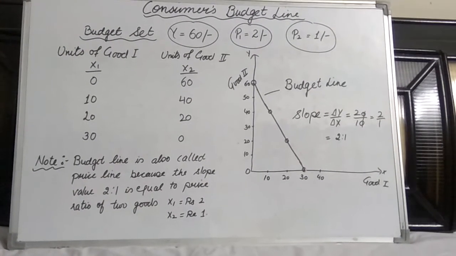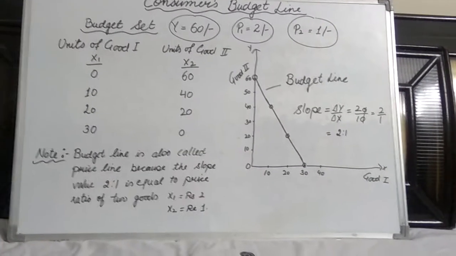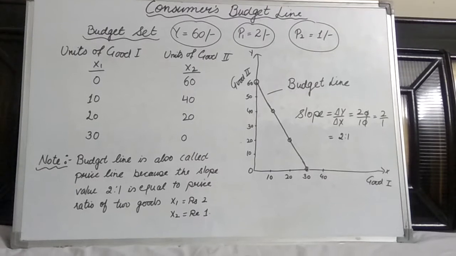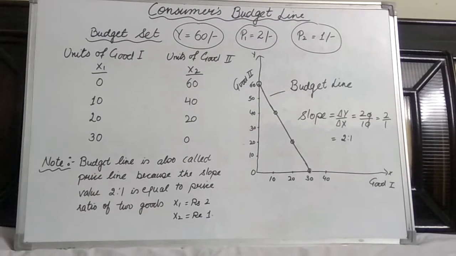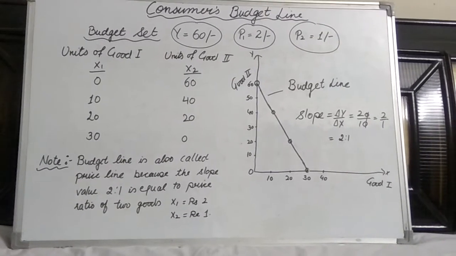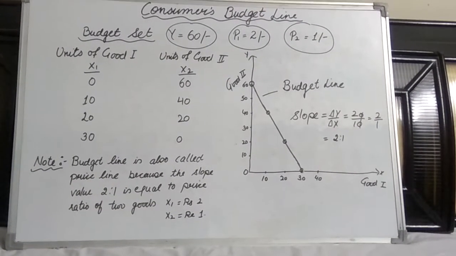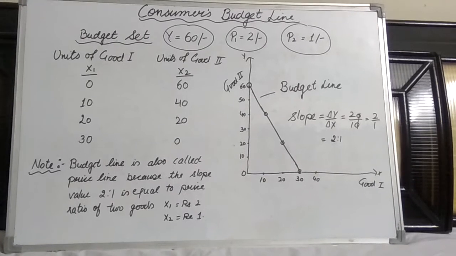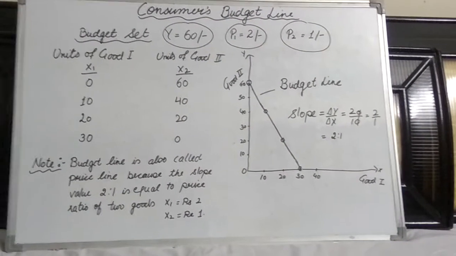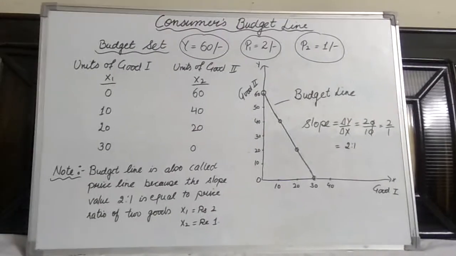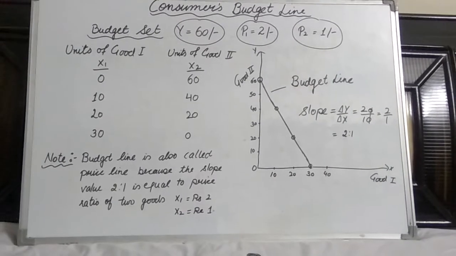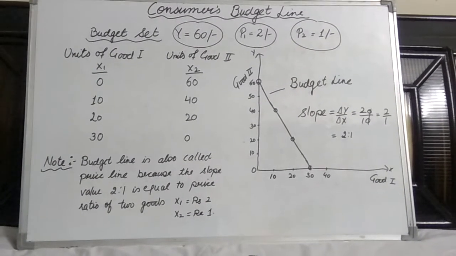So here we have these 4 combinations on which the consumer has spent his entire money income of rupees 60 to buy different quantities of good 1 and good 2. By plotting these values on the graph, we get the budget line. In the graph, we plot good 2 on the y-axis and good 1 on the x-axis. As we have identified earlier, the quantity of good 1 is increasing and the quantity of good 2 is decreasing.